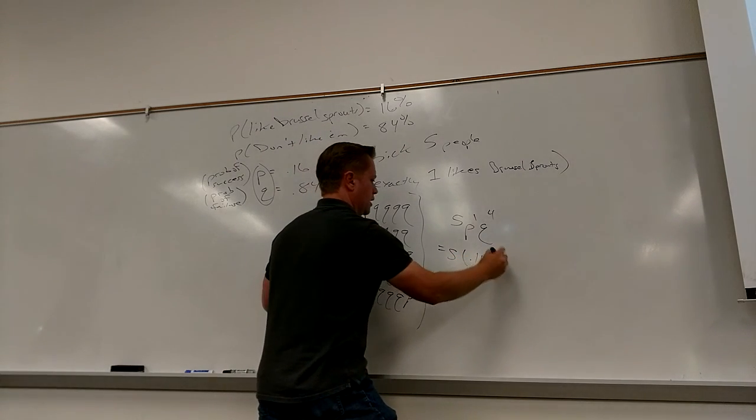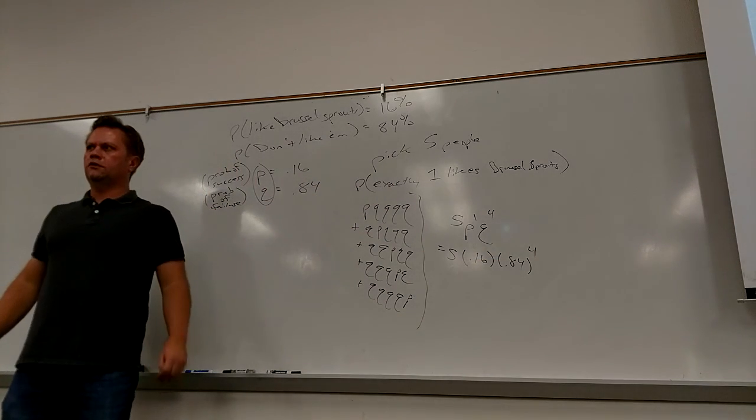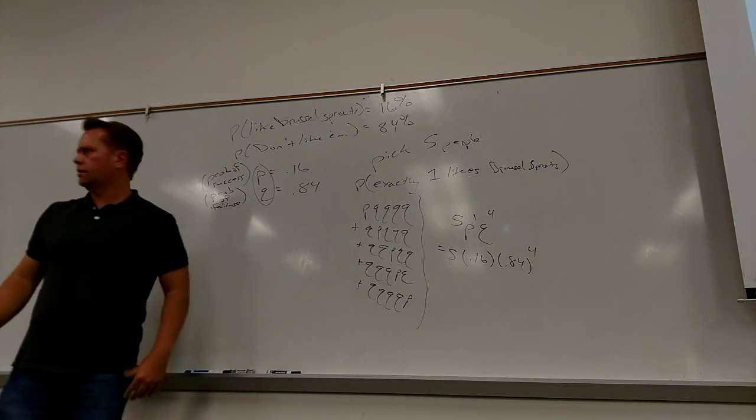0.16 times 0.84 to the 4th. See if you can get that in an old calculator. Let's see if we get the same thing.